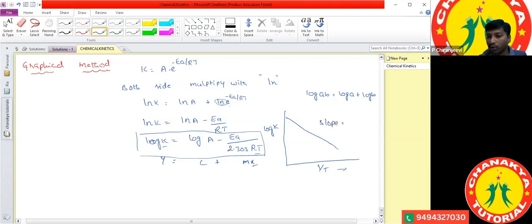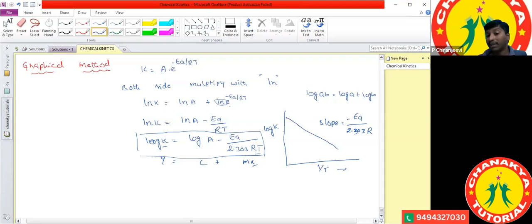What is the slope? Slope is nothing but minus Ea by 2.303 R only. So what is the slope in the given reaction? Slope is equal to minus Ea by 2.303 R. Now you understood from the formula. By using the formula, we are going to draw the graph. By using the graph, we are going to explain the relationship between the temperature and rate constant.